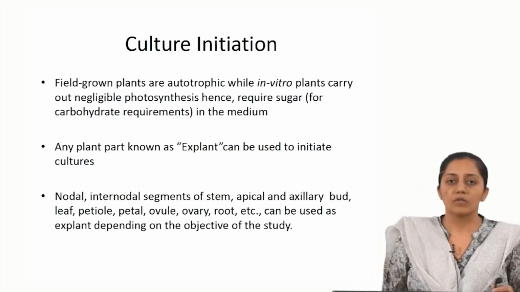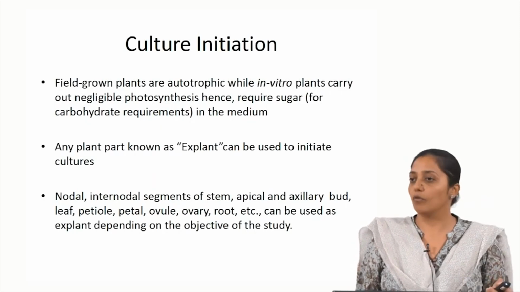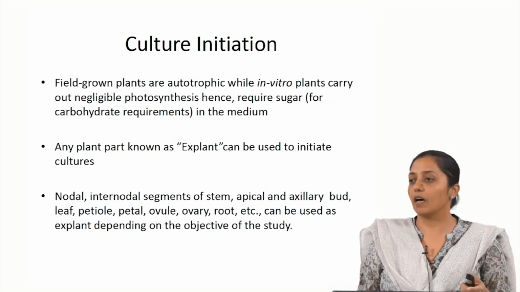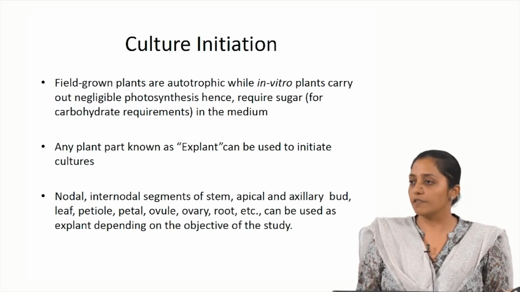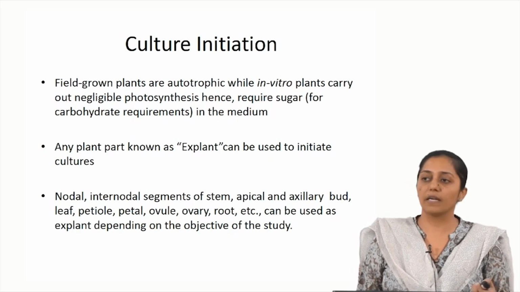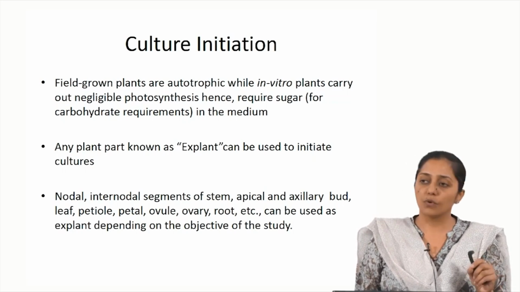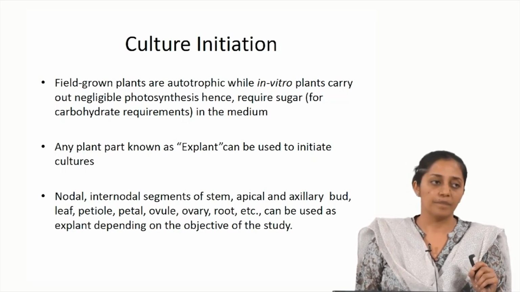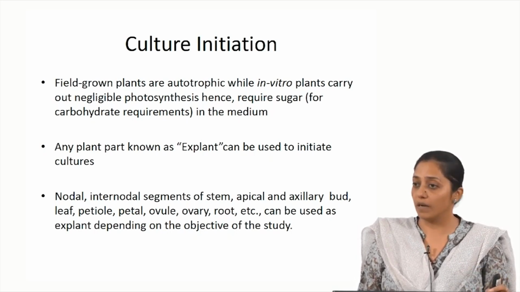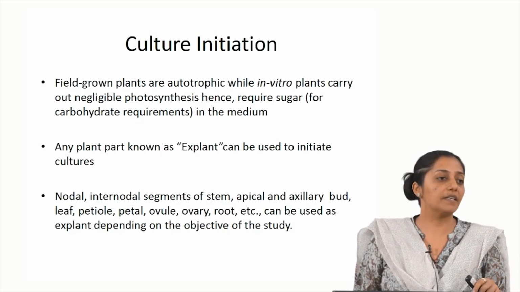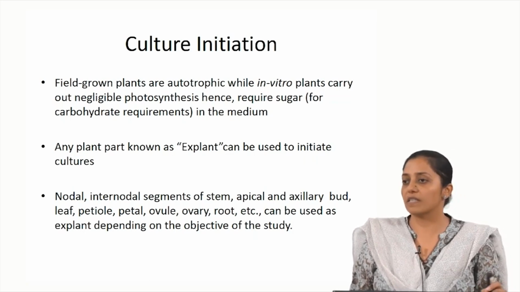Field grown plants can undergo photosynthesis, so you do not have to provide carbon sources or nutrients to these plants exogenously. They can procure them from the soil and use sunlight to produce the food source. But in case of in vitro cultures, this photosynthetic capacity is impaired. They do not carry out as large an amount of photosynthesis as the whole plant does. So they need to be supplemented with an exogenous carbon source, which is generally sucrose.